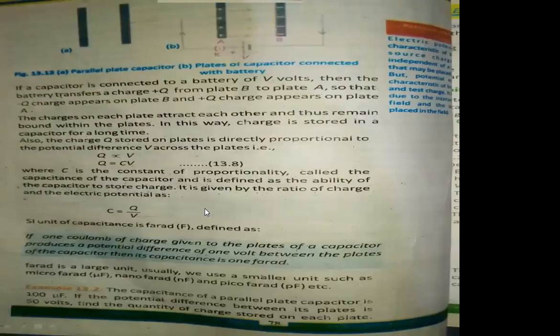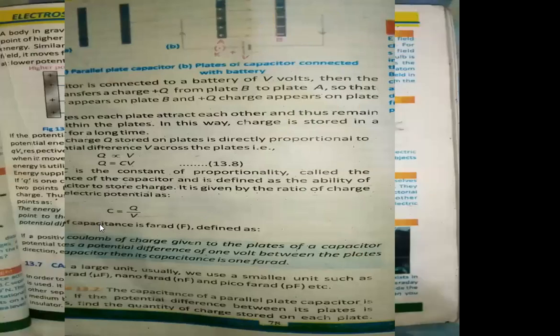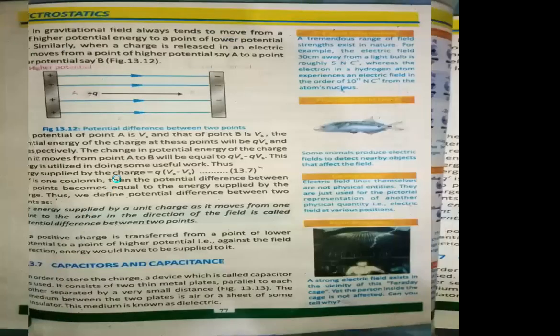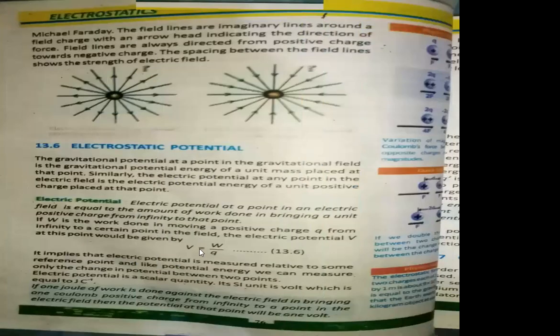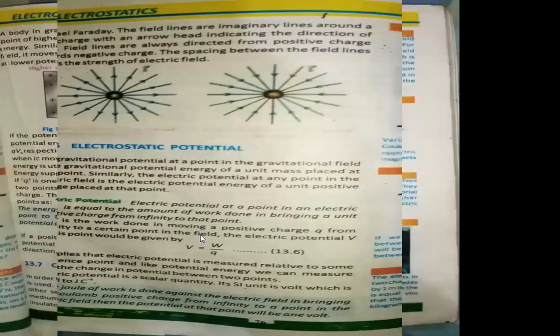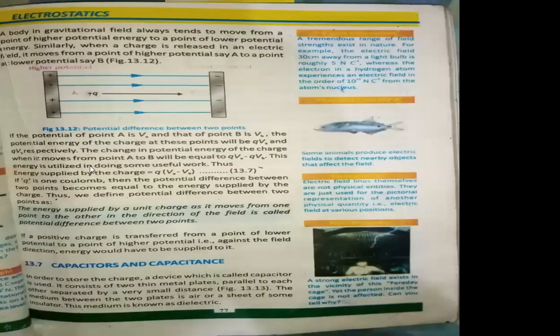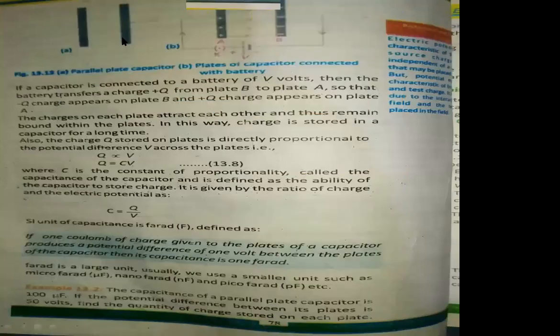So there is today's topic. We discussed electrostatic potential, and this is the important formula V equal to W by Q. Then we studied the unit of it. Then we studied the potential difference, from higher potential to lower potential, and then capacitors we studied, and then numerical related to this. We did example 13.2. So I hope you understand today's lecture. If you still have any questions regarding today's lecture, please feel free to ask questions. I'm here to help you. Thank you.